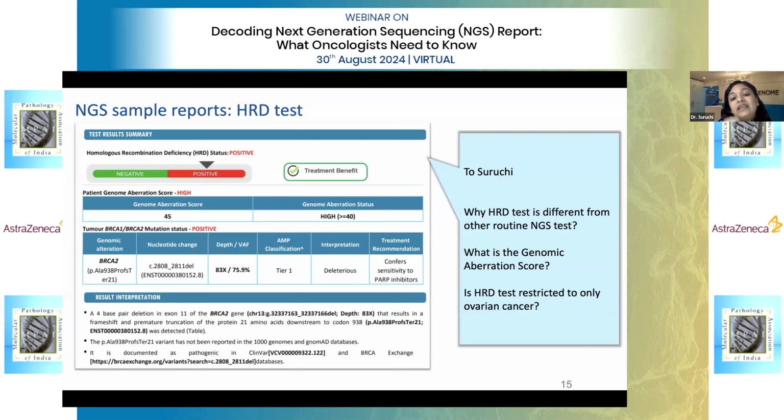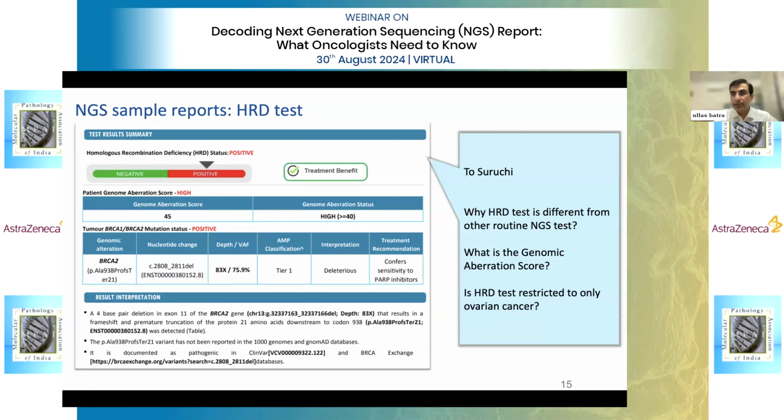So this report basically shows the BRCA1, BRCA2 mutation status, and also the genome aberration score, which is determined based on SNP profiling across the whole genome. This gives us the copy number variation profile across the genome, which is compared to the reference model, and the aberration score is calculated. And that's how we get whether HRD is high or HRD is low.